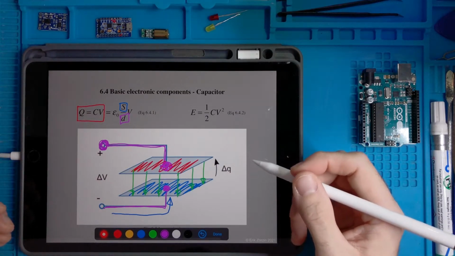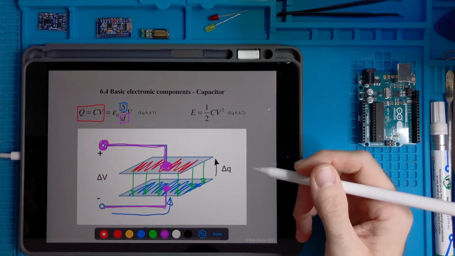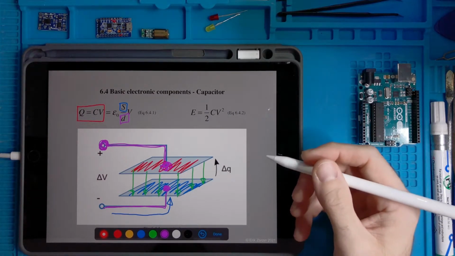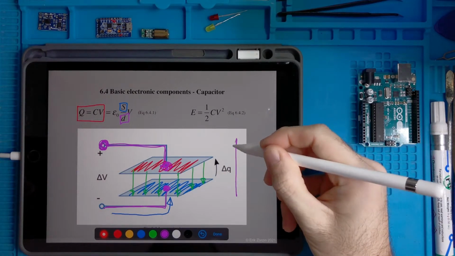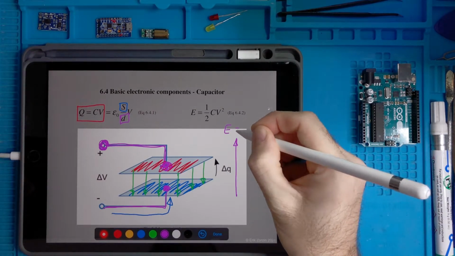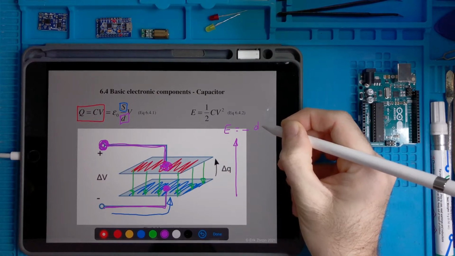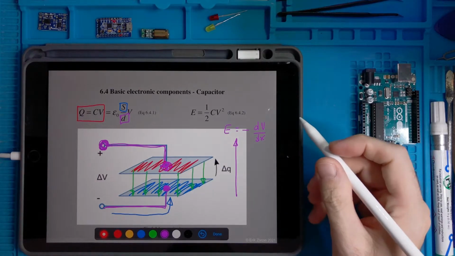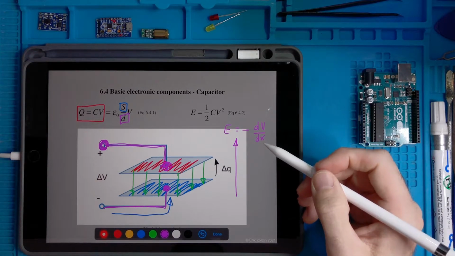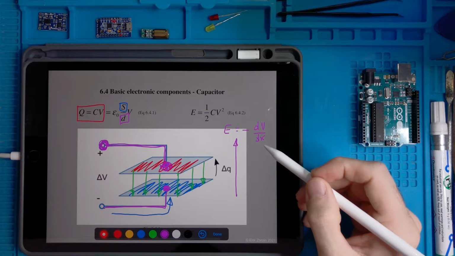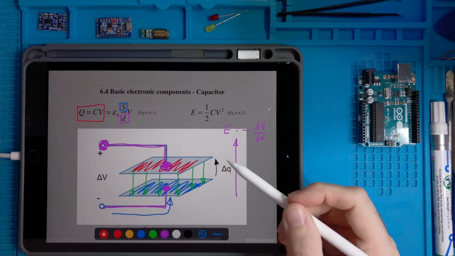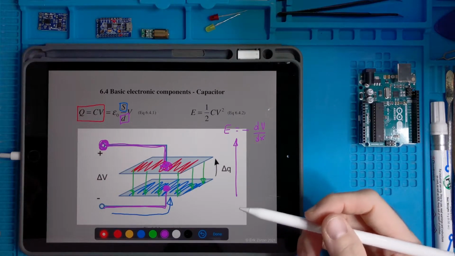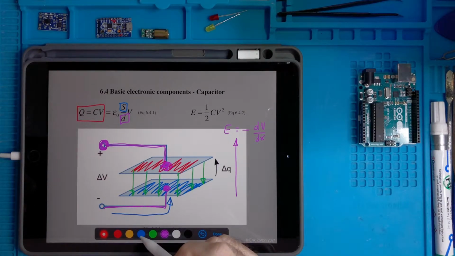Remember that the electric field was minus the gradient of the voltage. So in one dimension, let's say in this dimension, the electric field is minus the derivative of the voltage with a distance. So for a given delta V, if you take a smaller delta x, the electric field is bigger.